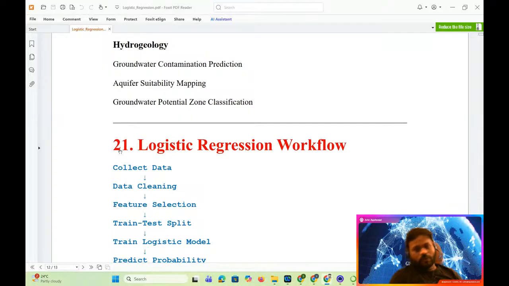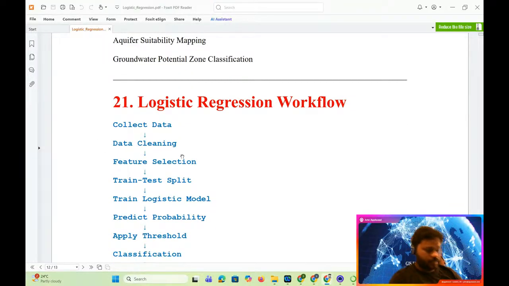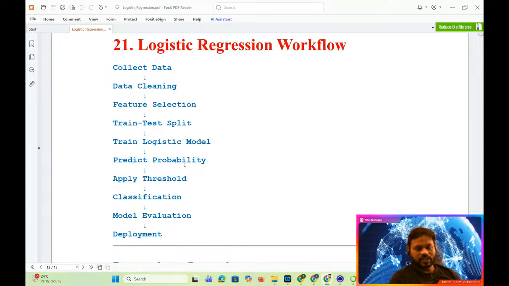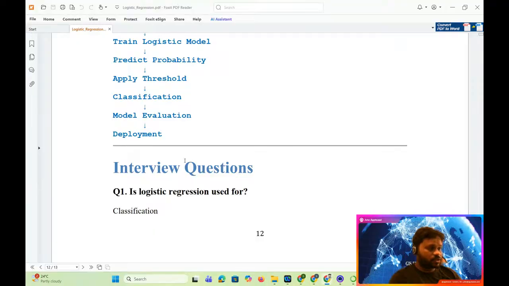So the workflow for the logistic regression: collect data, data cleaning for the outliers and inliers, train test split, train logistic model, predict probability, apply threshold value, classification, model equation, deployment, and so on. Interview questions are the most important. What type of interview question can be asked in this?